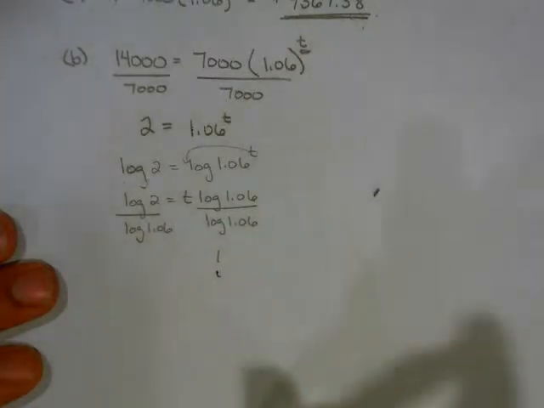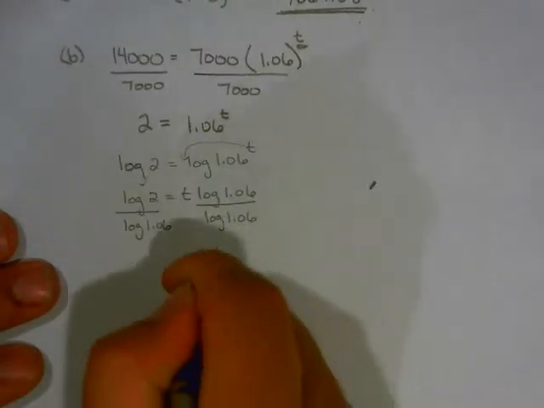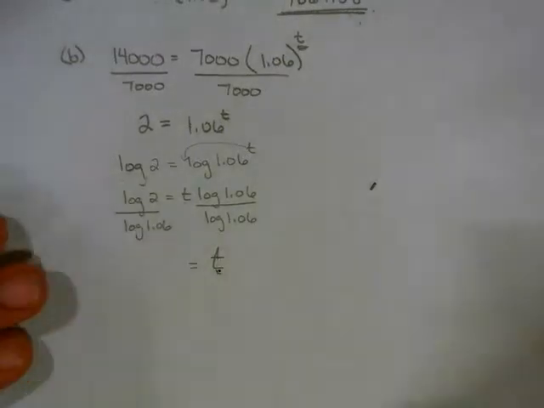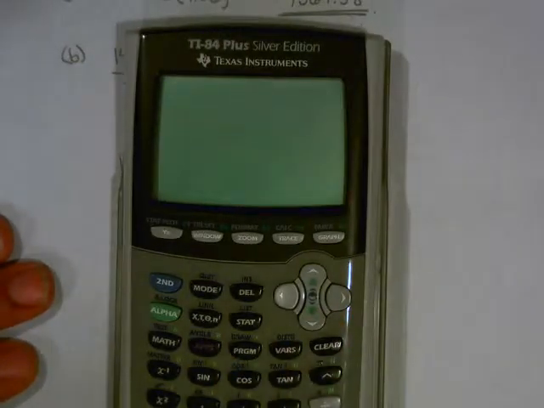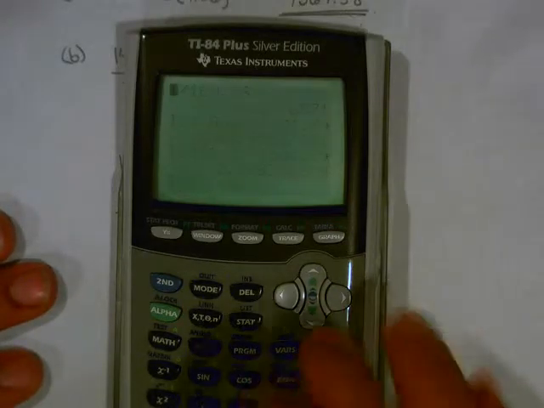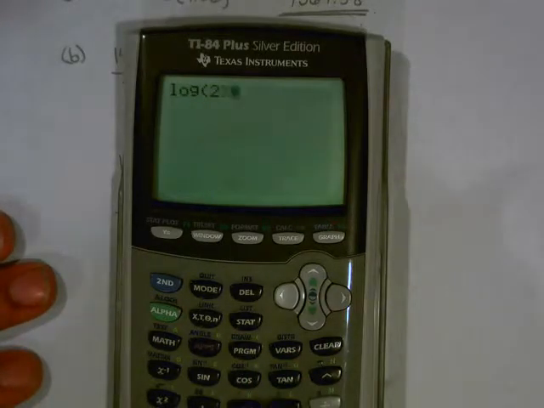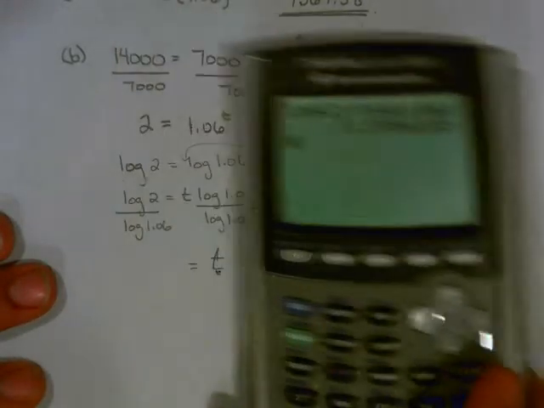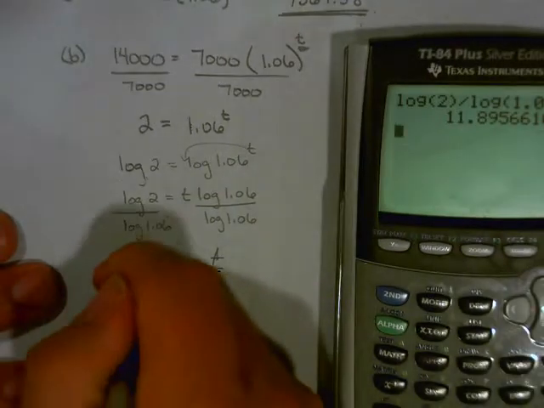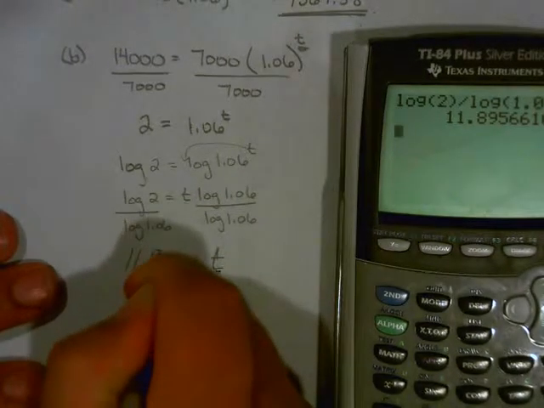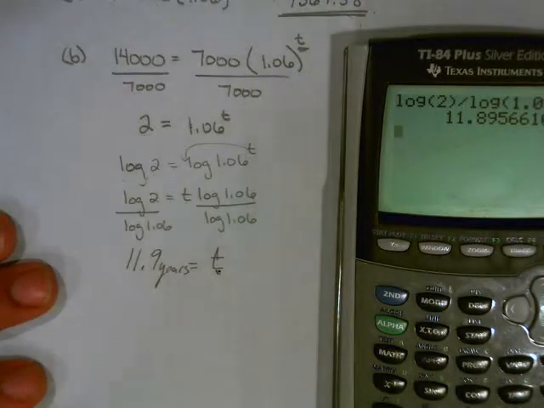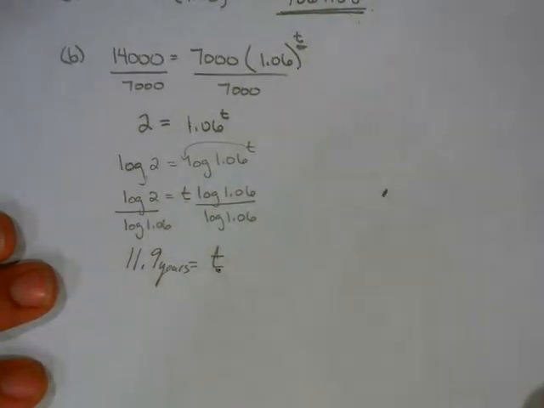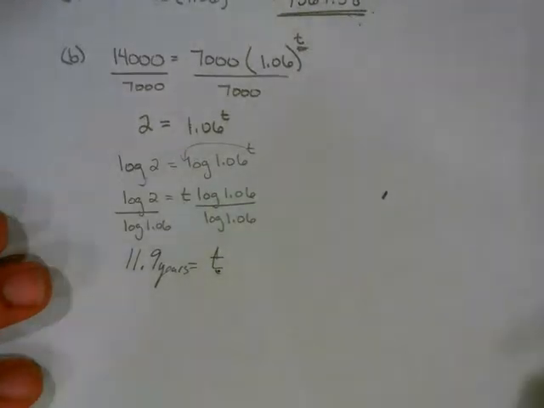So we get T equals the log of 2 divided by the log of 1.06. So if we go on your calculator, I'm just going to clear, log of 2, make sure you close your parentheses, divided by the log of 1.06, close our parentheses, and we get 11.895, or roughly 11.9 years. Okay. So it's going to take 11.9 years for this investment to double.